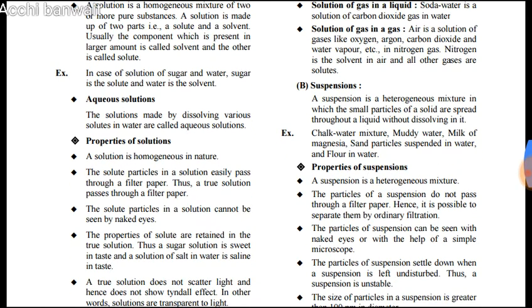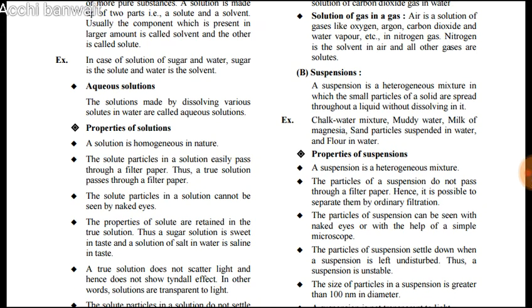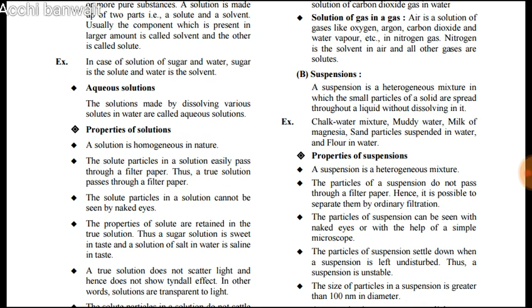So next type of solutions is suspensions. A suspension is a heterogeneous mixture in which the small particles of a solid are spread throughout a liquid without dissolving in it. So example, chalk water mixture, muddy water, milk of magnesia, sand particles suspended in water, and fluorine water. So clearly you can see the suspension is a heterogeneous mixture, and the material in the liquid cannot be dissolved. You can see the separate boundaries.